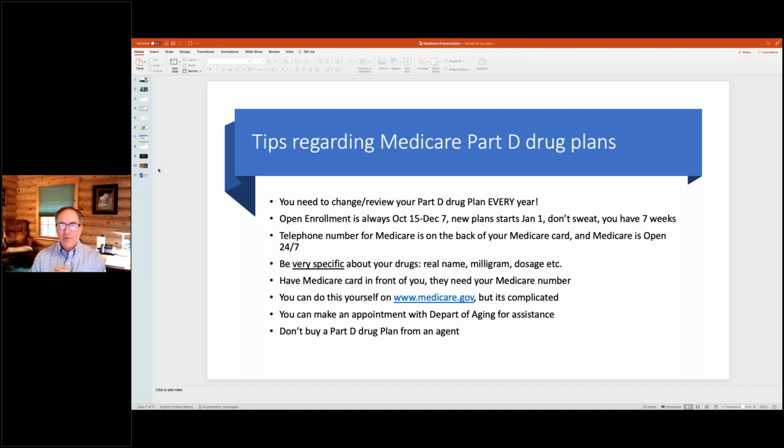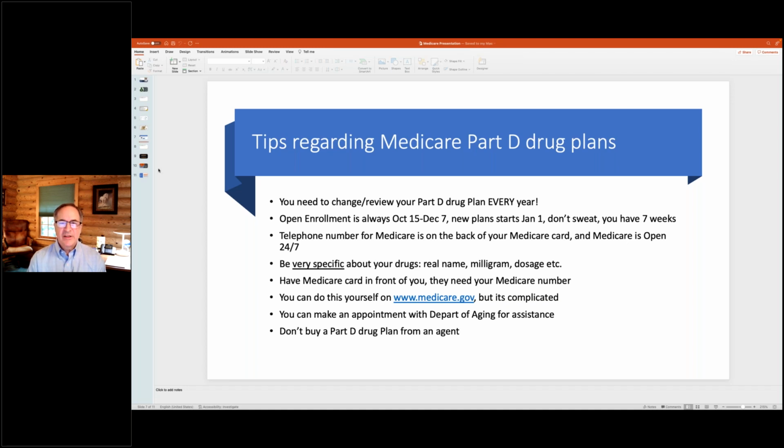The best way to do this is to call up, believe it or not, Medicare itself. Now you can go online to medicare.gov and do it yourself, only it's a complicated website. So what I always tell my clients is the following. Number one, you need to change your prescription drug plan every year. Don't anticipate that the plan you pick up, let's say in 2022, and works fine for 2022 will be just as good in 2023. It won't be.